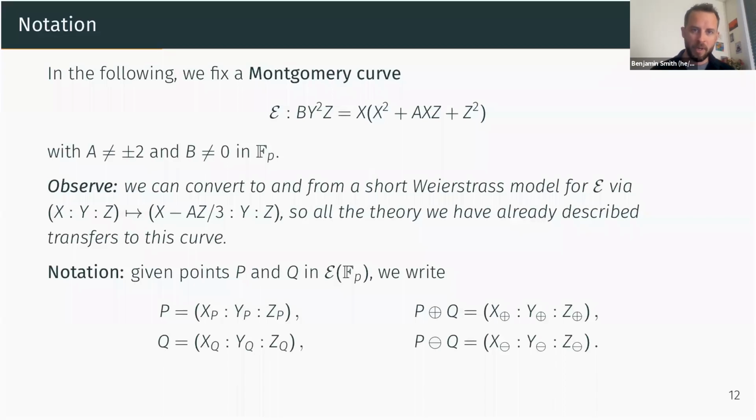So to optimize this and make the most of the techniques that we're going to show you, we'll use a different model of elliptic curve called a Montgomery model. And this is named after Peter Montgomery, who's one of the legendary figures of elliptic curve cryptography and computational number theory, and who sadly passed away recently.